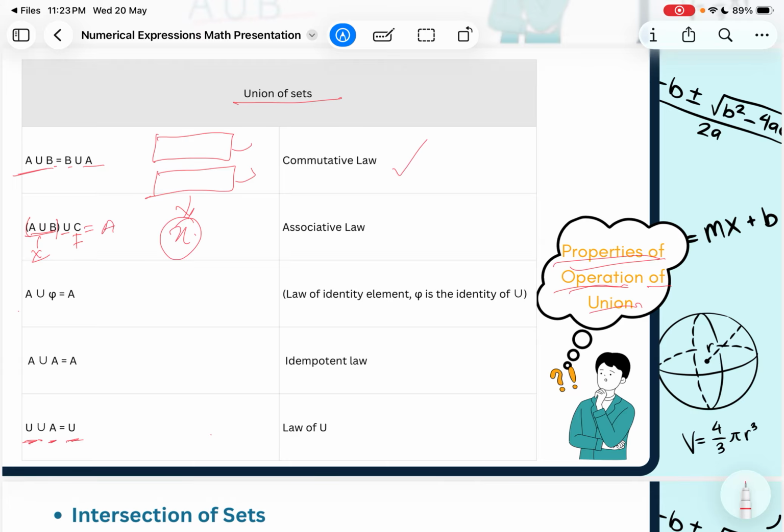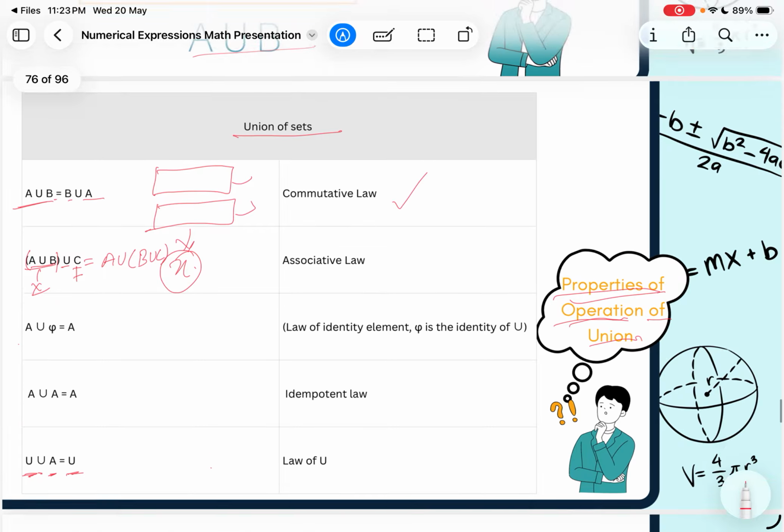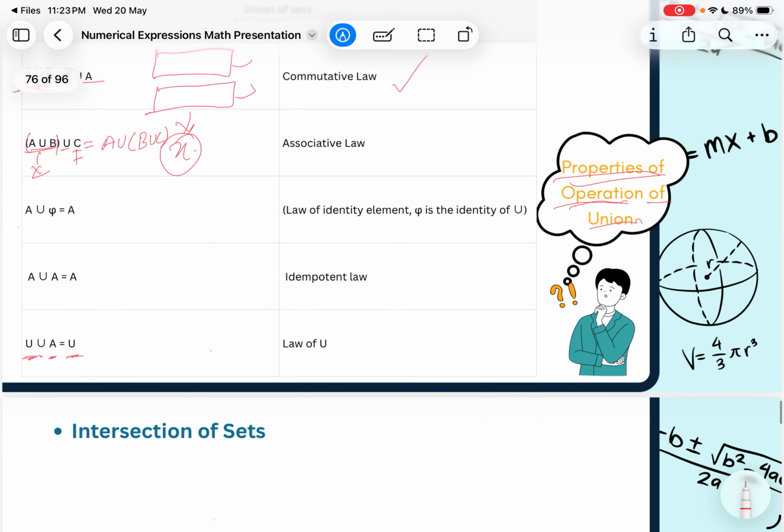So here, A union B union C, both are the same thing. This is called the associative law. Now A union nothing, an empty set, equals A only, right? Suppose 5 plus 0 equals how much? It's 5 only.